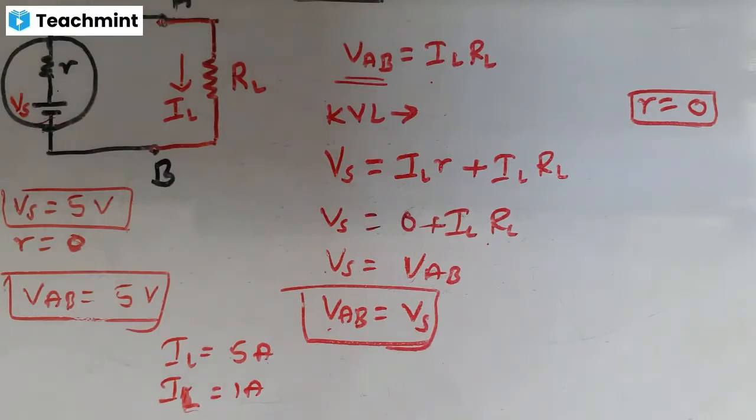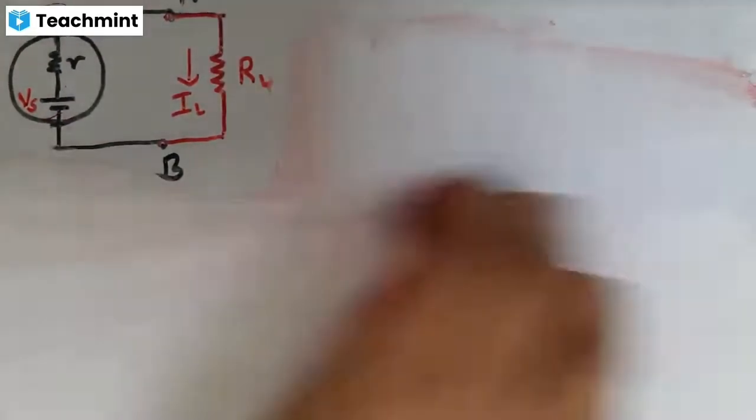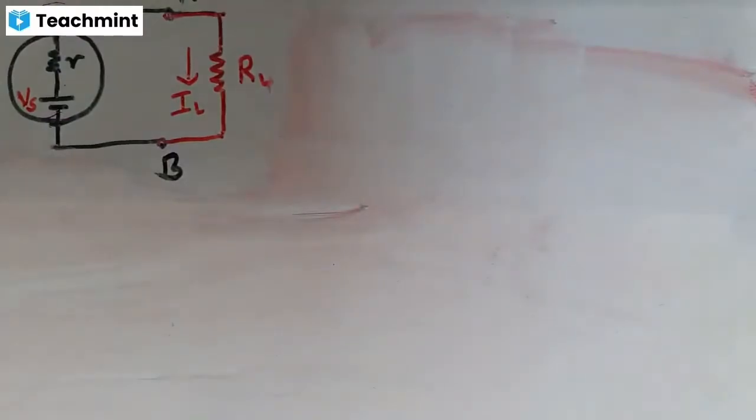But unfortunately, what happens is we don't have an ideal voltage source. Okay, in day-to-day life, we use practical voltage sources. So we actually want an ideal voltage source, but we don't have that. Why don't we have it?